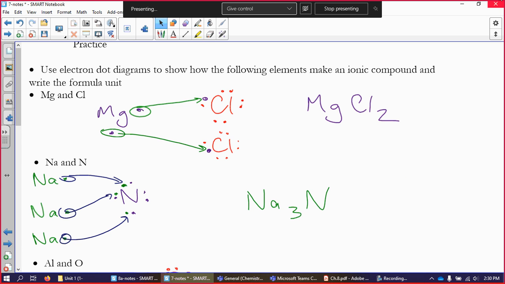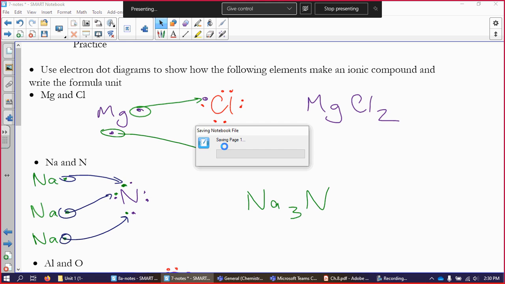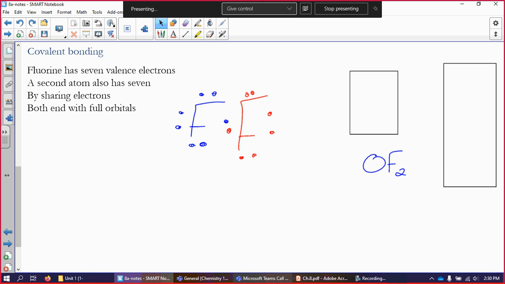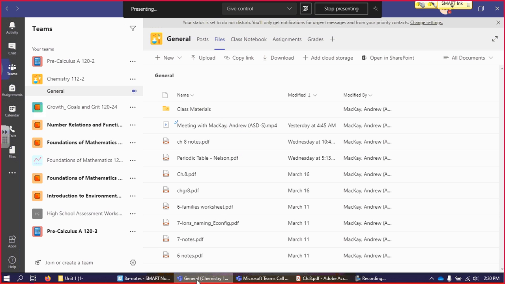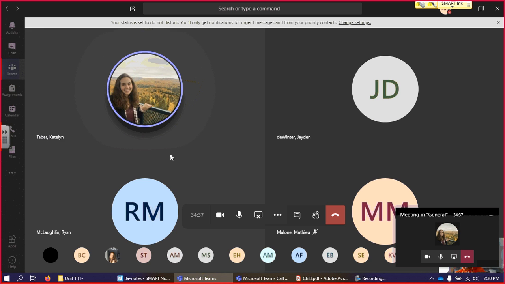So let me get rid of that. Does anybody want the notes from chapter 7? I can post those up there, if you wanted to look at them, because if you don't have your books at home, that might be a little bit difficult.